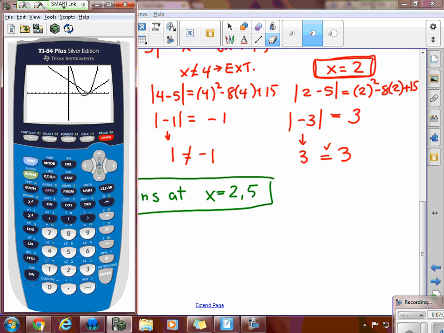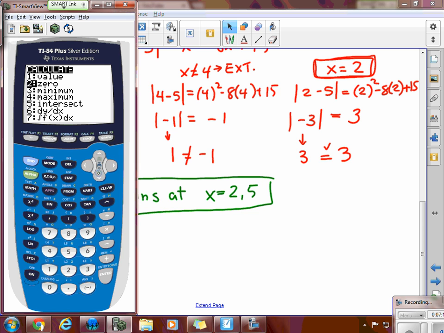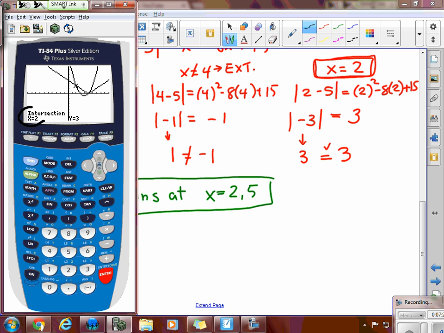So to find them, we just go to second trace, choose option 5, which is the intersection of the two graphs, first curve, second curve, and let it do the work. And you could see, in fact, one of the solutions is x equals 2, and that's what we've proven algebraically as well. Now let's go through and find the other intersection point to see if it is indeed 5.